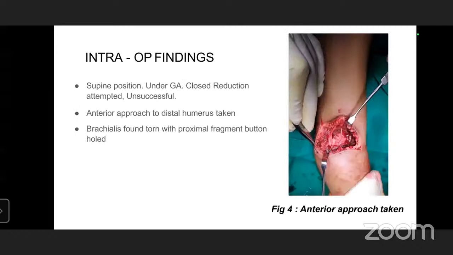Now, what were the intra-op findings? The patient was supine under general anesthesia. Closed reduction was attempted, but it was unsuccessful. We did an anterior approach to the distal humerus. We found that the brachialis was torn with the proximal fragment button-holing. That we can see in the right-hand picture, where we did the anterior approach and the brachialis was torn.